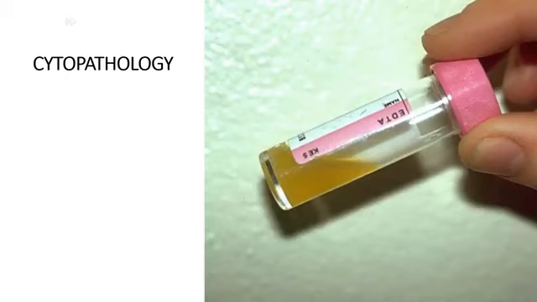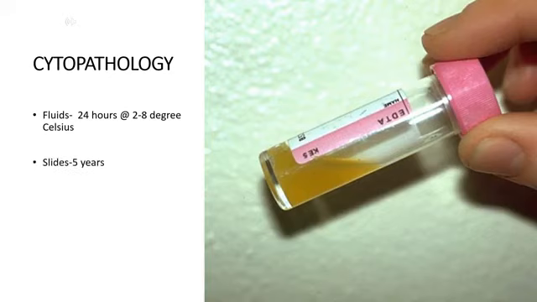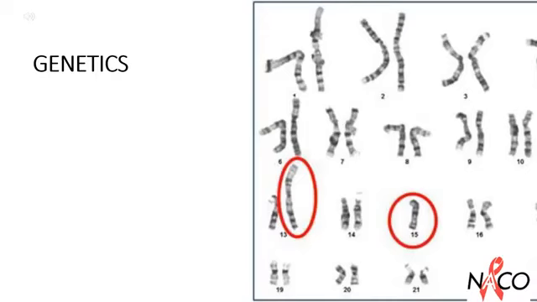Section: Cytopathology. Fluids can be kept for 24 hours at 2 to 8 degrees Celsius. Slides of the same should be kept for 5 years. Section: Genetics. Blood samples for karyotyping should be kept at 2 to 8 degrees Celsius for 6 days.